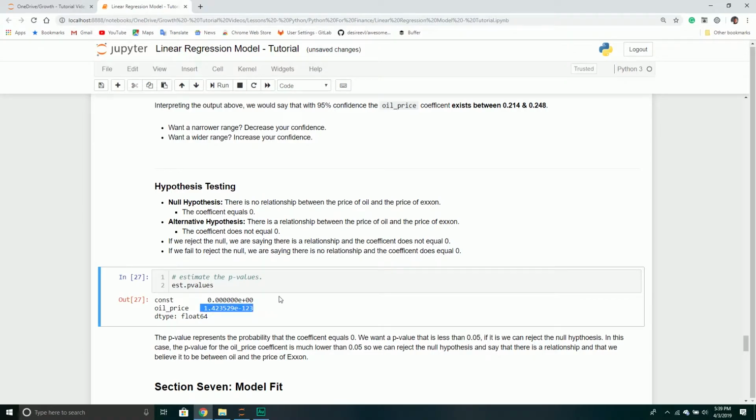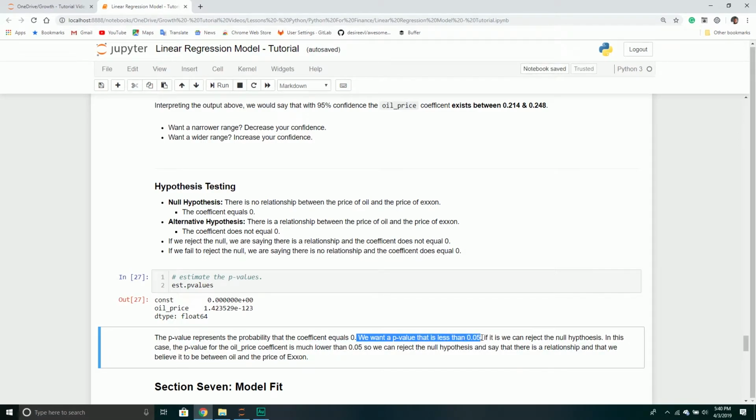What this one is saying is it's pretty much 0. It's a really, really small number. And so to interpret it, the p-value represents the probability that the coefficient equals 0. We want the p-value to be less than 0.05. If it is, we can reject the null hypothesis.